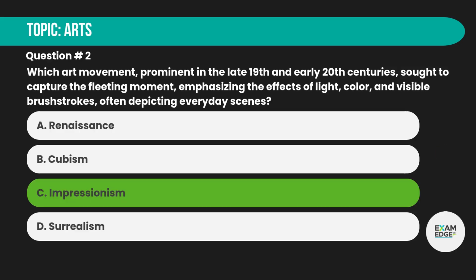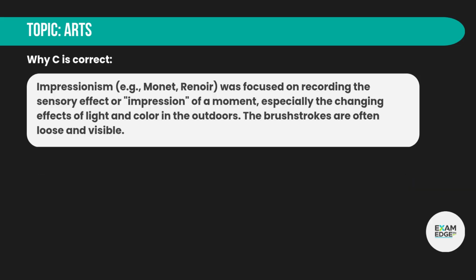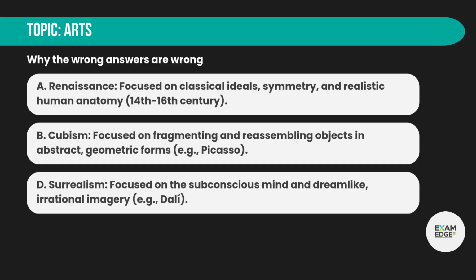Correct answer: C. Impressionism. Why C is correct? Impressionism, e.g., Monet, Renoir, was focused on recording the sensory effect or impression of a moment, especially the changing effects of light and color in the outdoors. The brush strokes are often loose and visible. Why the wrong answers are wrong?